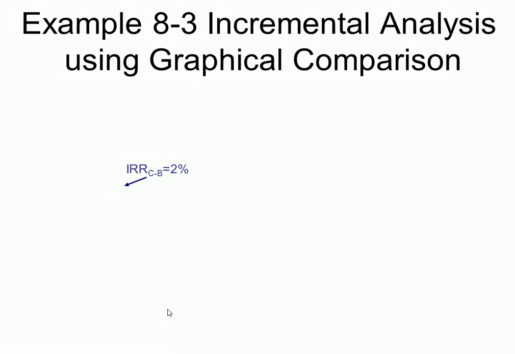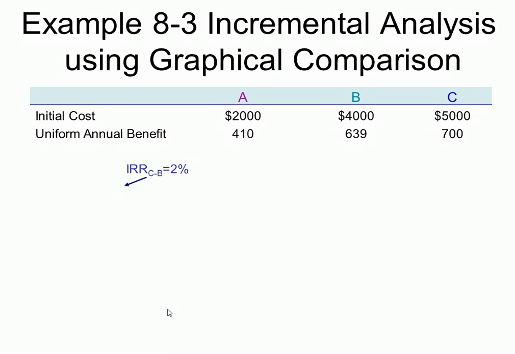So here's another example of incremental analysis of alternatives using graphical comparison. In this case, we have 3 different alternatives. They're all mutually exclusive, which means we can only select a single alternative. We can't do 2 of them or all of them. We can only do 1 out of these 3. We have the highest initial cost, which is C, the next initial cost is B, and then the lowest initial cost, which is A, and they all have some uniform annual benefit.